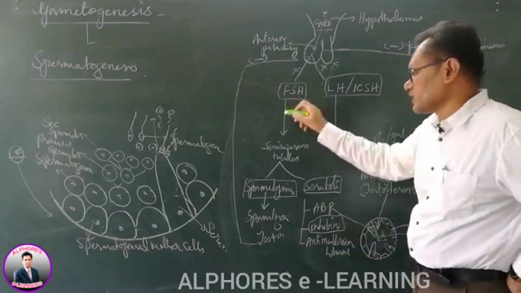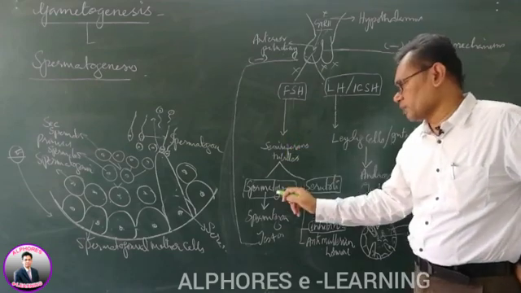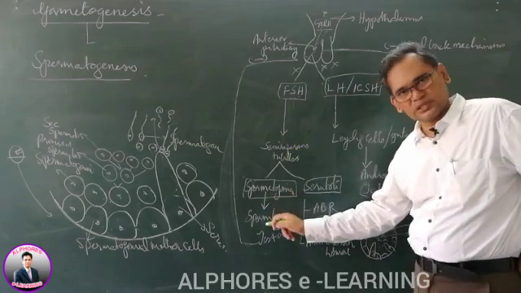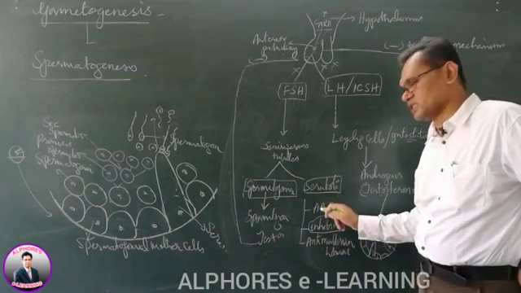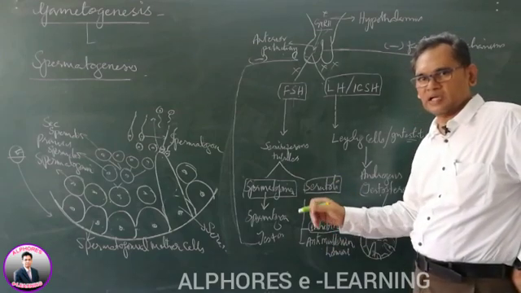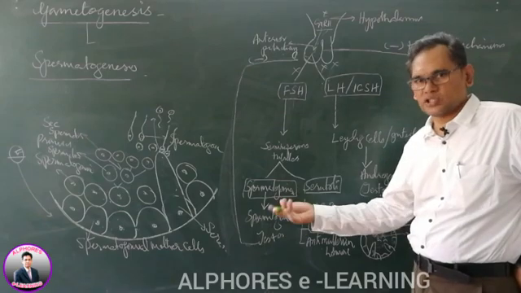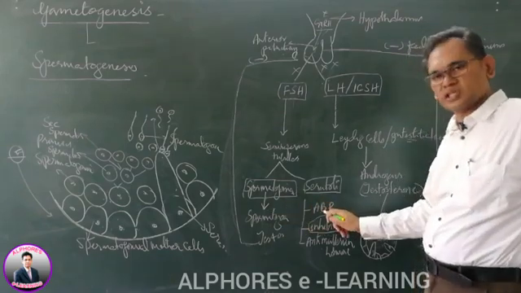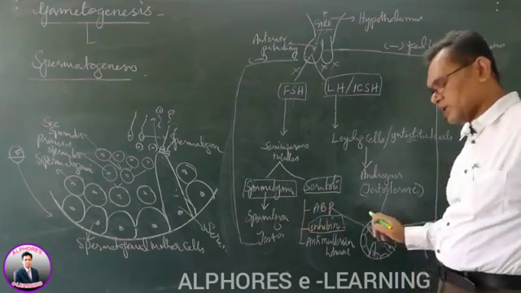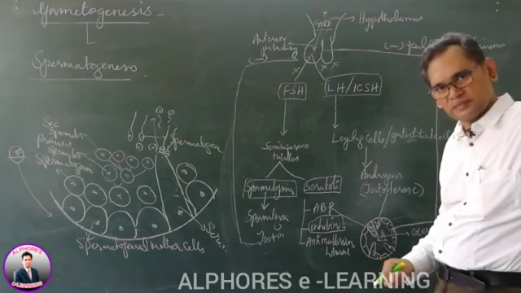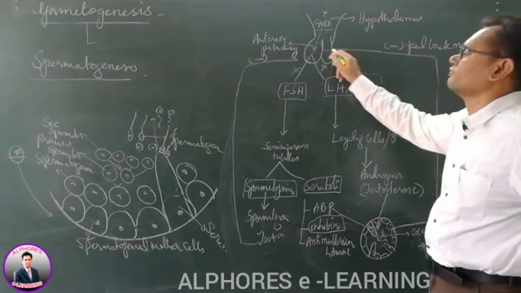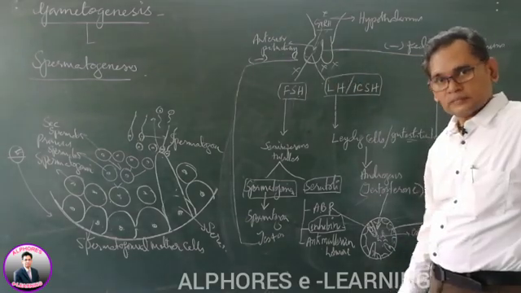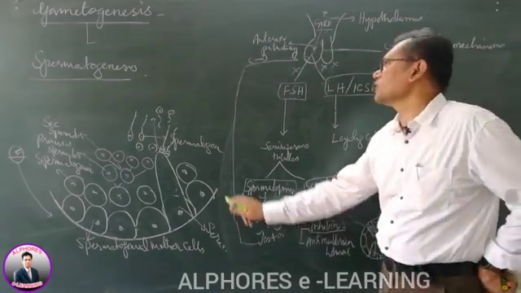Now FSH acts on the seminiferous tubule for the process of spermatogenesis, and also acts on Sertoli cells. Then Sertoli cells release three types of hormones depending upon usage. ABP will be released, attracting the testosterone into the seminiferous tubule for spermatogenesis. If sperms are more, inhibin is produced and it gives negative feedback. If testosterone is more, it again gives negative feedback.